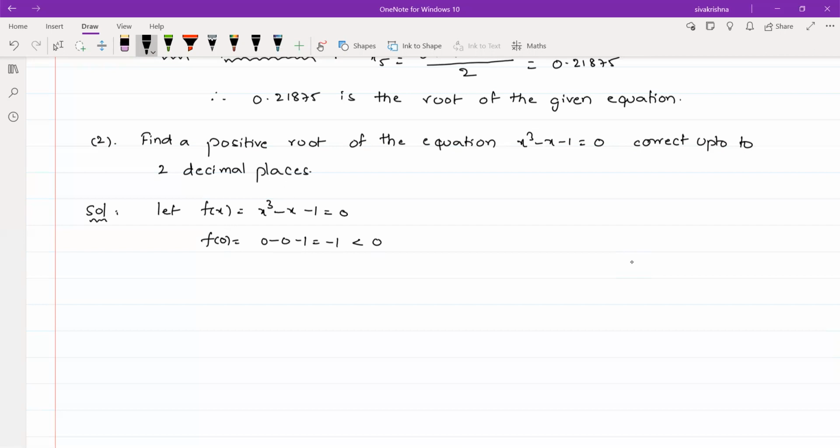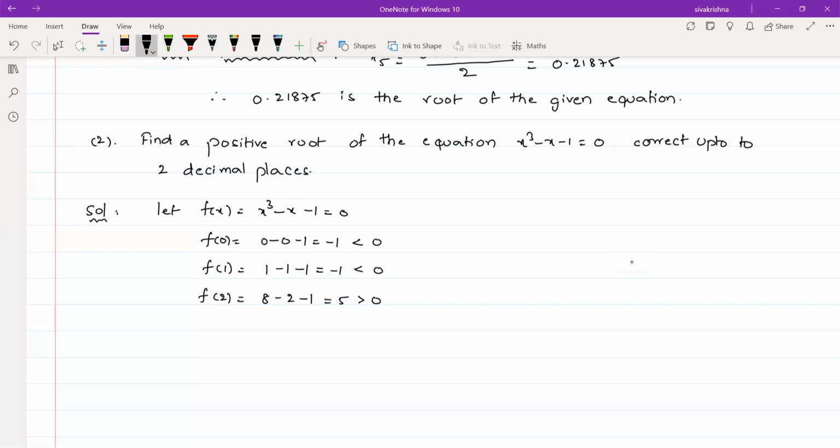Okay. Now we go for the next number, that is 1. If we substitute 1 in the given equation, we get 1 minus 1 minus 1, which is also equal to minus 1. This is also less than 0. It means the signs of both f of 0 and f of 1 are negative. So now we have to select the next number until we get a positive sign. Okay. So now I am going for the next number, that is 2. If we substitute 2 in the given equation, we get 2 cube, 8, minus 2 minus 1, which is equal to 5. This is greater than 0.